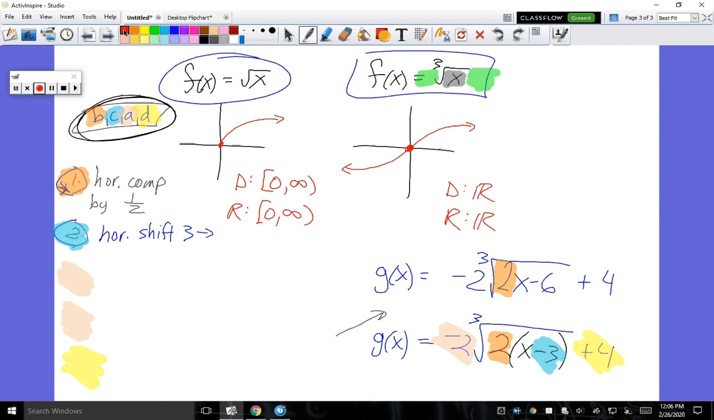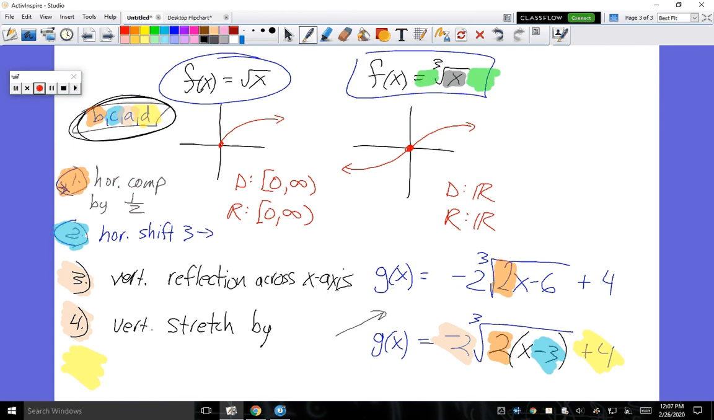All right, so you tell me, what's the third change that you see? Yes, vertical reflection across what? X-axis. Vertical reflection across X-axis. Okay, and then vertical stretch by a factor of 2. I'll just put by 2. And then what's the last one? Vertical shift 4 units up. Or translation 4 units up.